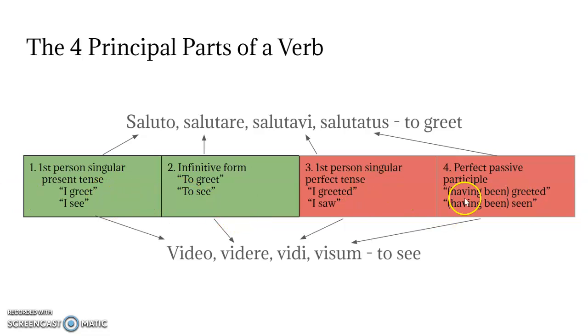The 3rd and 4th principal parts are used later when we are making things past tense, which we are not doing right now. So we're going to ignore those, but I leave them there just so you can have an explanation as to what they mean.